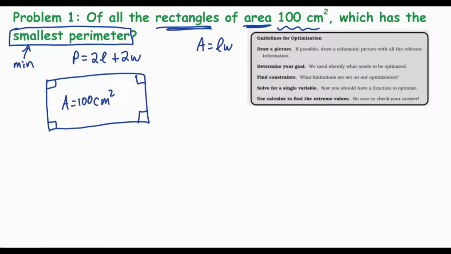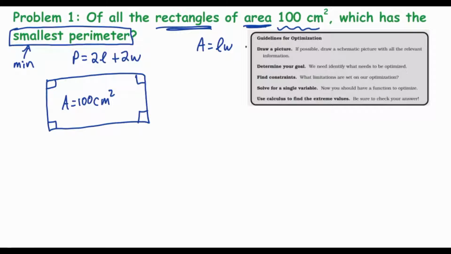Yeah, let's keep going. So what do I know about this shape? Well, I know I'm going to want to minimize perimeter, so I'm going to want to work with my perimeter equation, but I need to define everything in terms of a single variable. So, sorry, let's go through this one piece at a time.